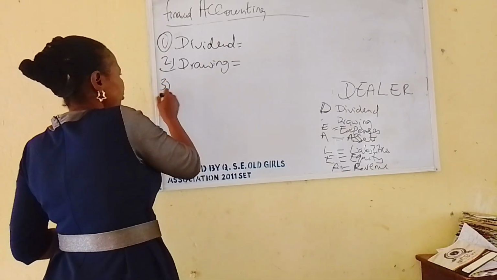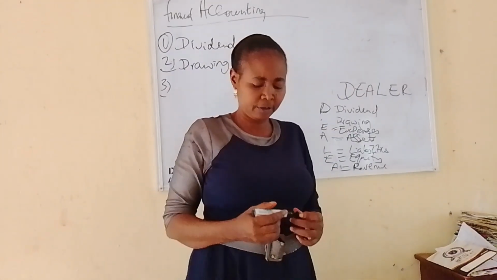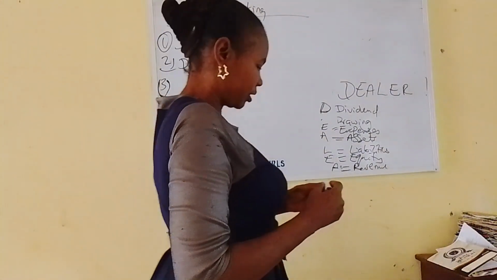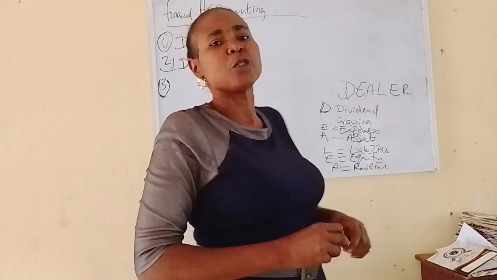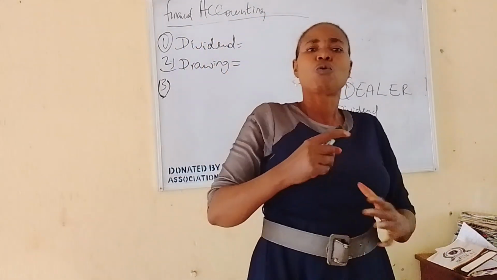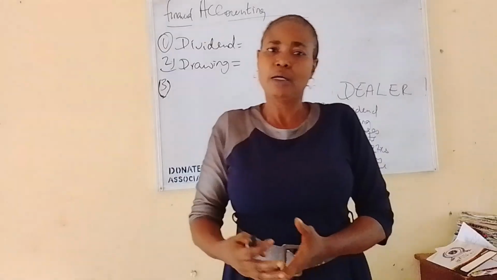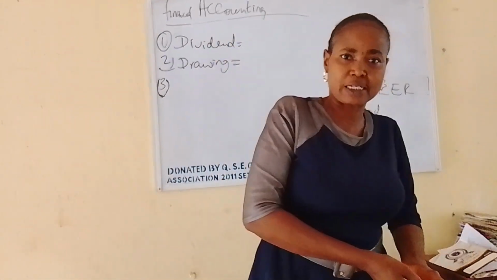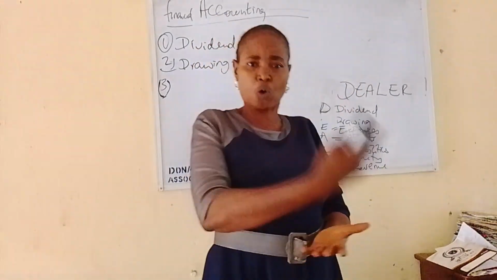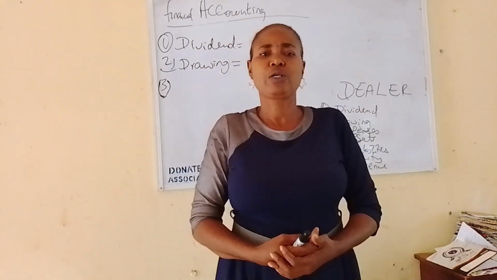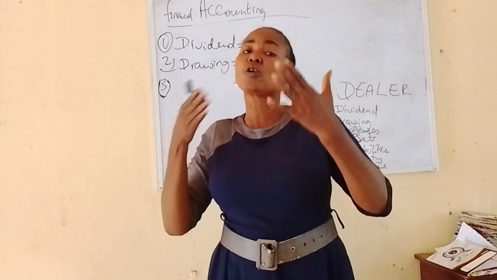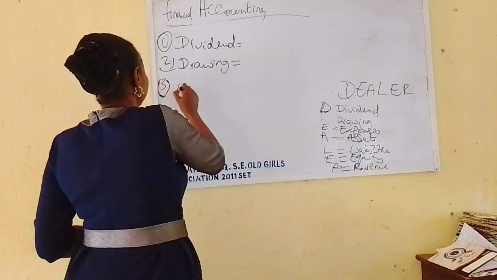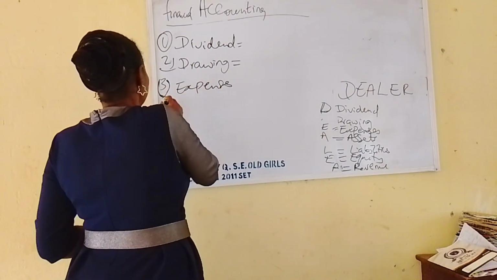Then number 3, expenses. What is expenses? It is when we spend our money in respect to the business. Maybe we use the money to purchase stock we are going to sell in our shop. That expense must be related to the business.